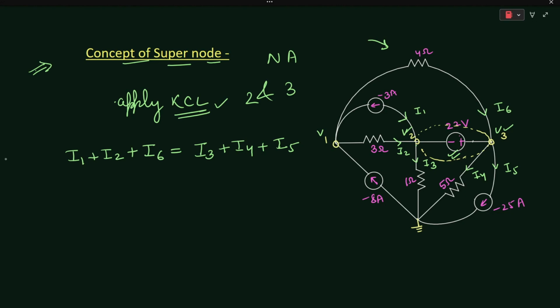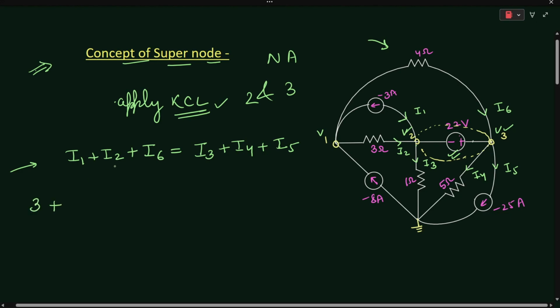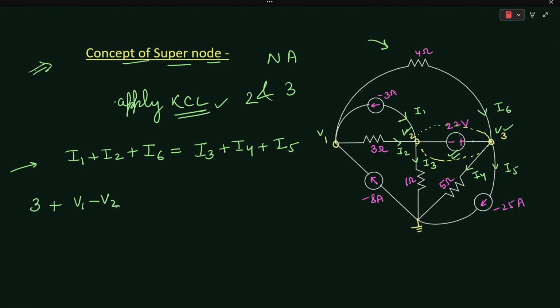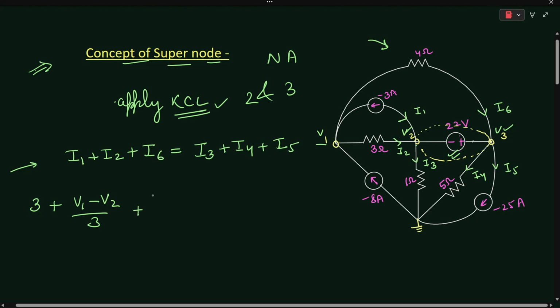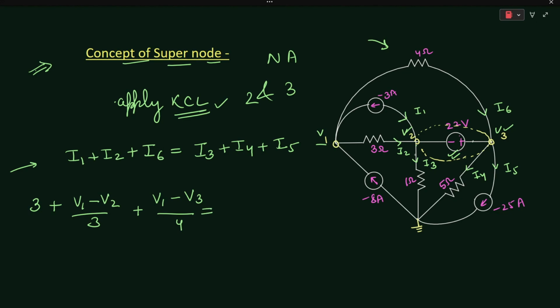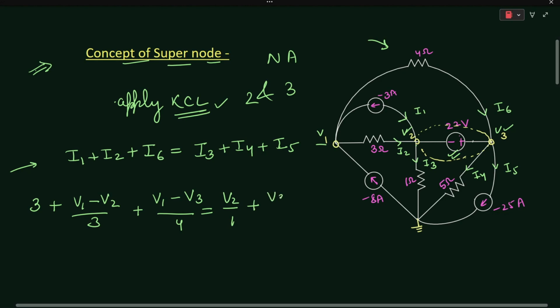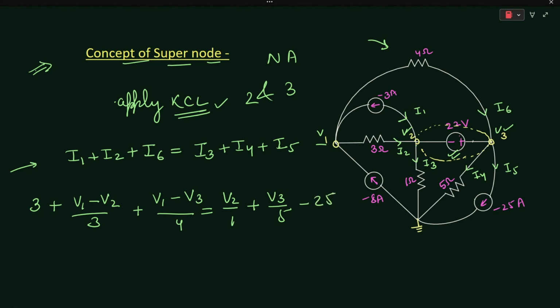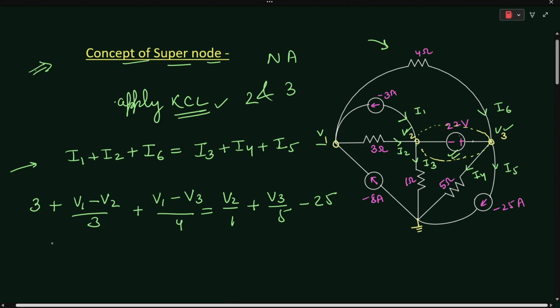On substituting the values of the currents in this equation, I1, which is 3 amperes, plus I2, which is (V1 minus V2) upon 3, plus I6, which is (V1 minus V3) upon 4, is equal to I3, which is V2 upon 1, plus I4, which is V3 upon 5, plus I5, which is equal to minus 25 amperes. So this is how we apply the concept of supernode.